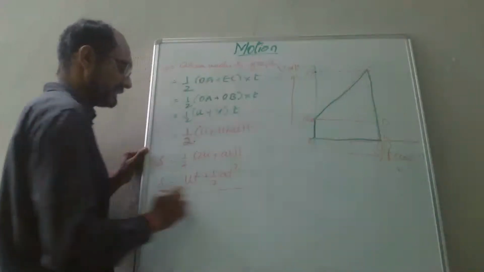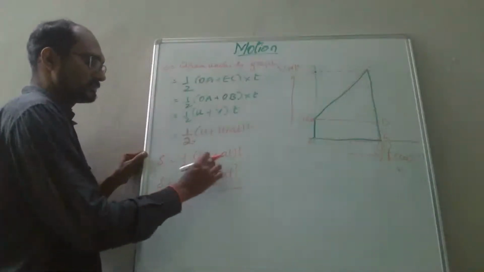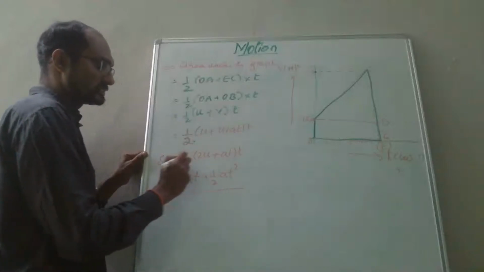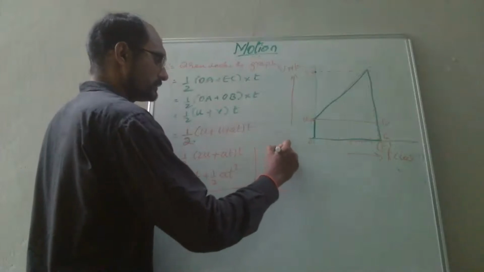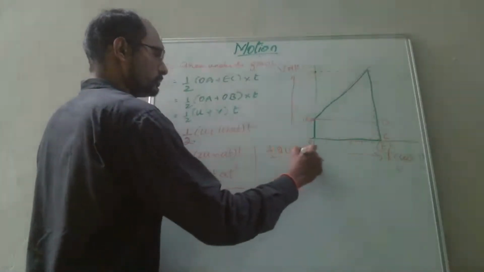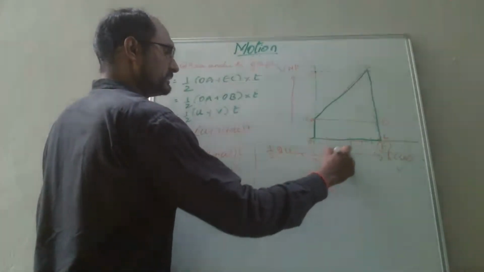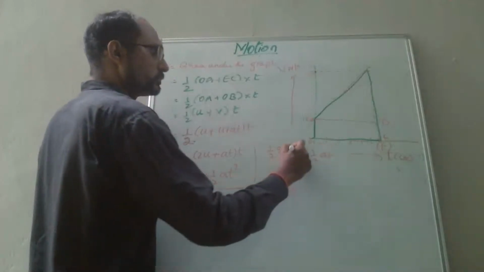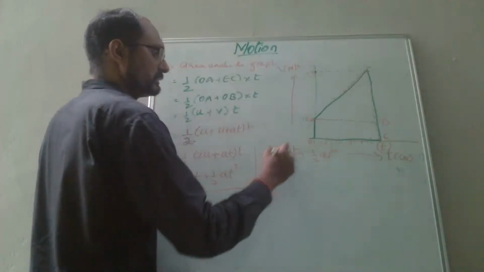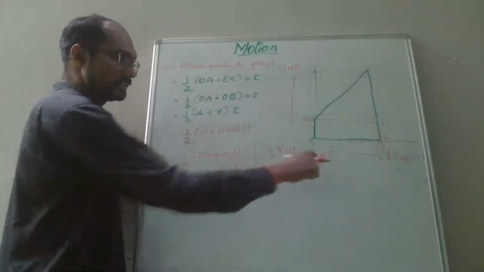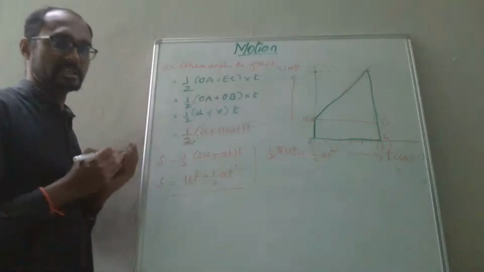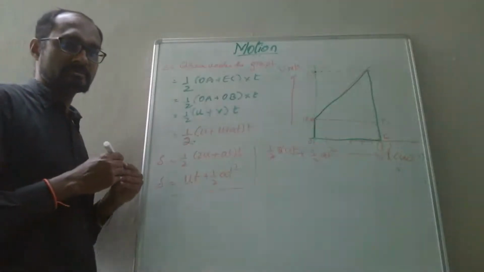You know the derivation, because upon this being a plus, we should write this 2 to both. So it will be half into 2U plus half into AT, and this T multiplied to both gives T and T square here. 2 and 2 get cancelled, so we are left with UT, which I wrote here, and half AT square. This is the second equation of motion.